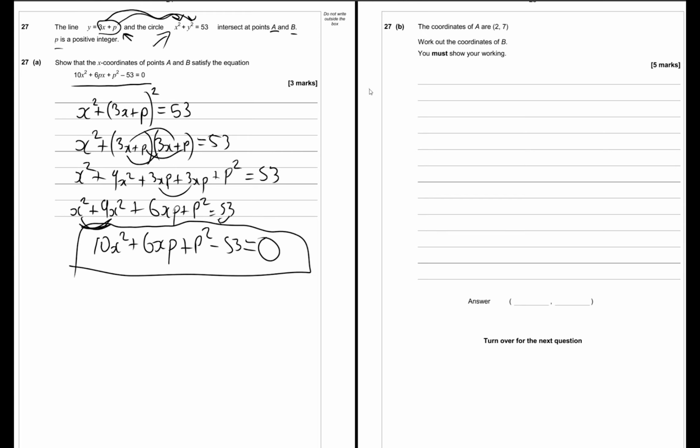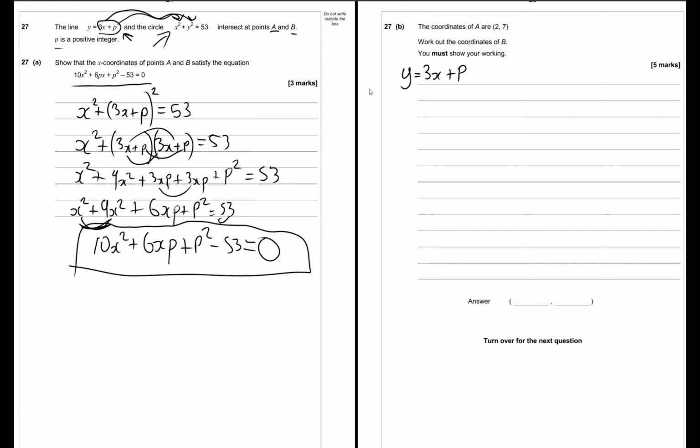Okay, 27b. The coordinates of A are (2, 7). Work out the coordinates of B. You must show your working. Okay, so we have two equations in x and y, and we want to find the unknown p. So let's write that out first. So we know y equals 3x plus p.